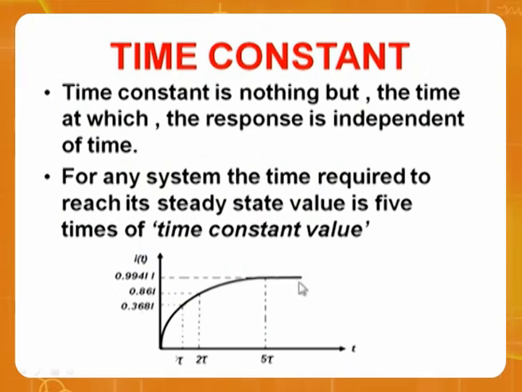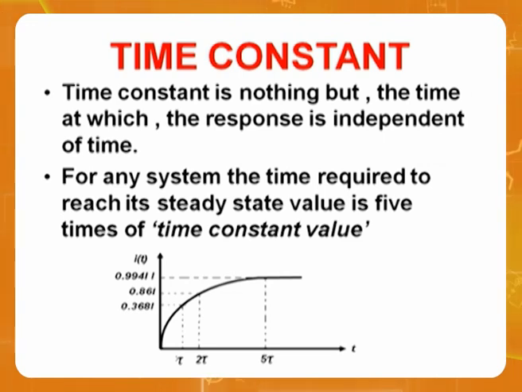Slowly current is rising. So this is how a definition is made, and that's why I am giving the definition. Time constant is nothing but the time at which the response is independent of time. That's why I said constant. That's how I brought the definition. For any system, the time required to reach the steady state value is 5 times the time constant, and that is called steady state. So this is another important definition you must appreciate before really going to the actualities.